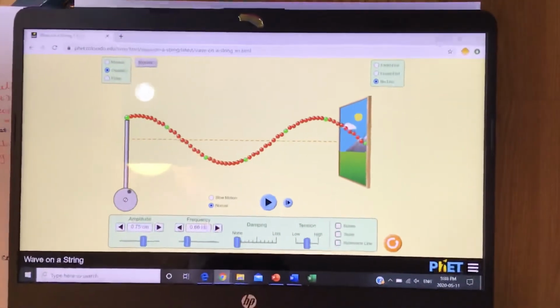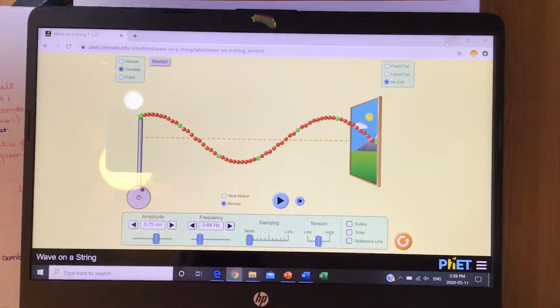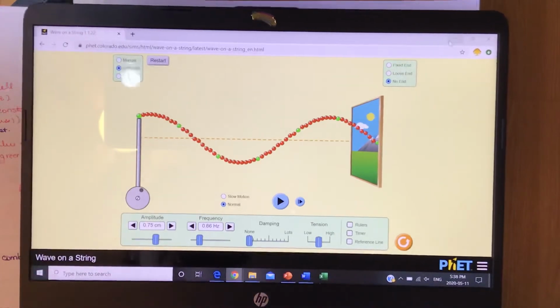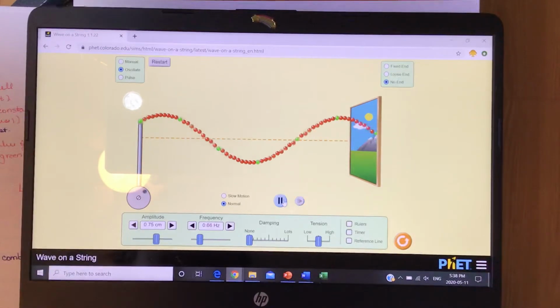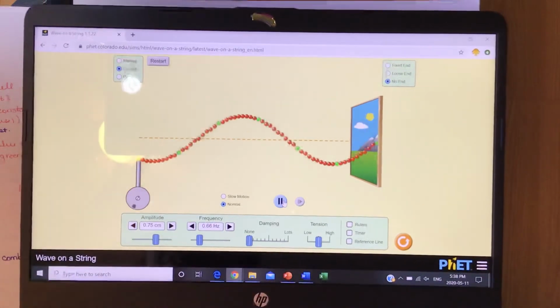I'm going to go low tech here. I'm going to try and film my laptop screen. Oh yeah, that's not bad. Okay, so here's that wave on a string simulation. And when we were looking at it, we hit play, and the wave was going up and down.